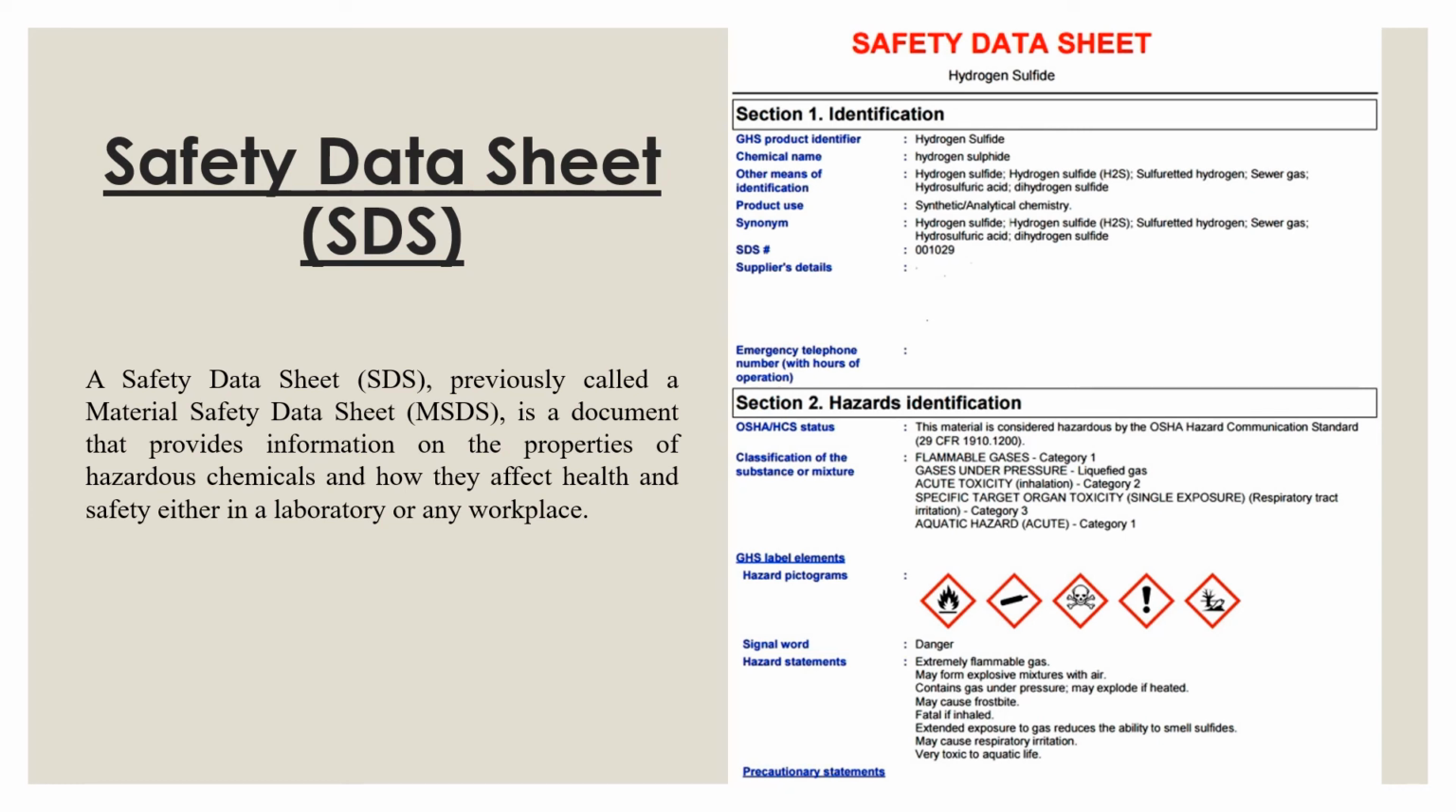So in this example here, the example is that of hydrogen sulfide. You can see that it is falling under the category of flammable, gas under pressure, acute toxicity, specific toxicity or irritant, and even aquatic hazard. So these are some of the hazards that this particular chemical can pose. And in order for this chemical to be used in the laboratory, there are other safety precautions that have to be read in this safety data sheet.